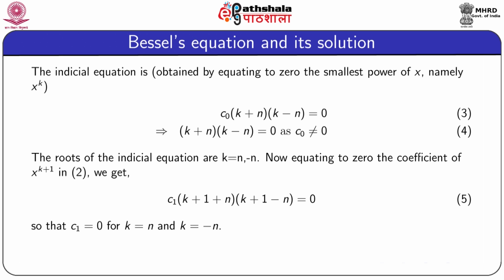Next, we equate to 0 the coefficient of x to the power k plus 1 in equation number 2, and we will obtain c 1 (k plus 1 plus n)(k plus 1 minus n) equal to 0. From here, we conclude that c 1 is equal to 0, because if we substitute k equal to n or k equal to minus n here, none of the expressions becomes 0. Hence, we conclude that the constant c 1 is equal to 0.